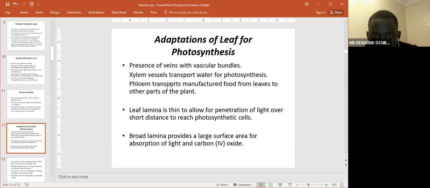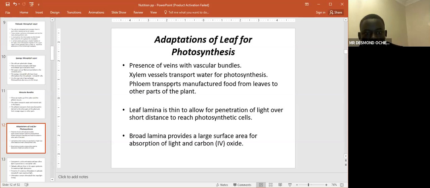The leaf lamina is thin. The reason why it is thin is to allow for the penetration of light over a short distance to reach the photosynthetic cells. The leaf lamina is very thin to allow for the penetration of light over a short distance to reach the photosynthetic cells.